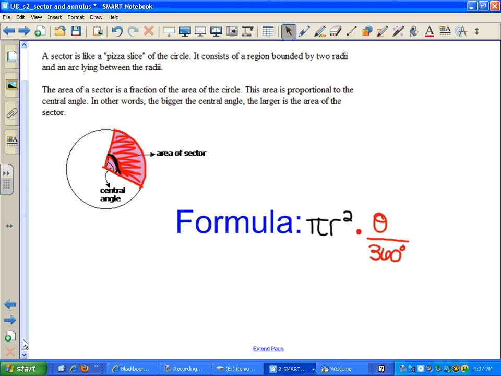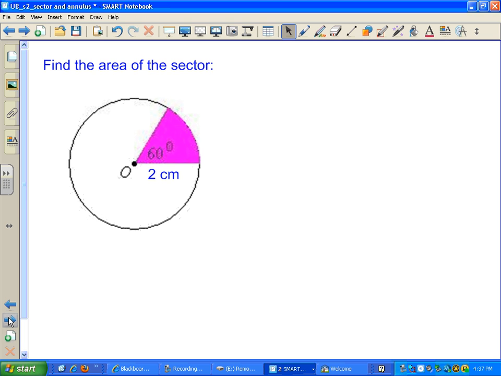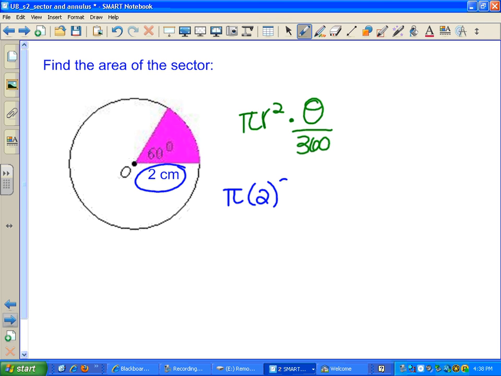So let's take a look at an example. We want to find the area of the sector. So I'm going to go ahead and write my formula, which is pi r squared times my theta value, divided by 360. Well, I'm going to plug in my variables. I have pi. The radius is 2 centimeters, so 2 squared times. My theta value is the angle, and the angle I'm talking about is 60 degrees, so 60 divided by 360. Well, let's simplify this.